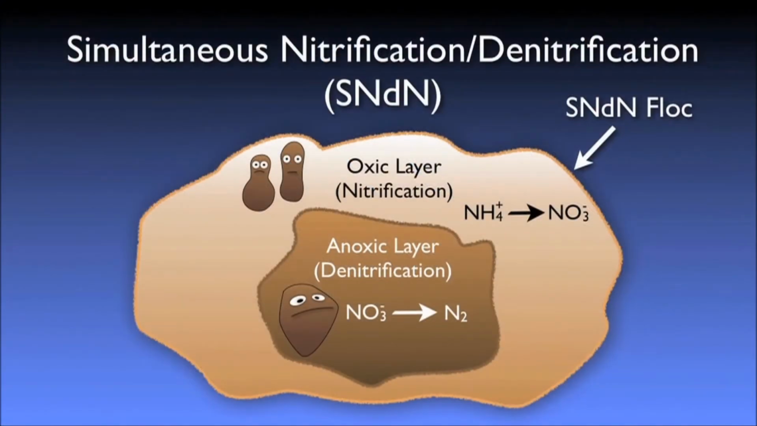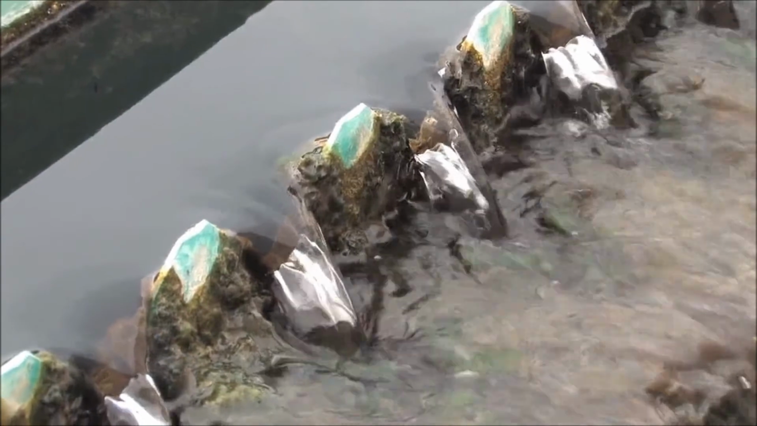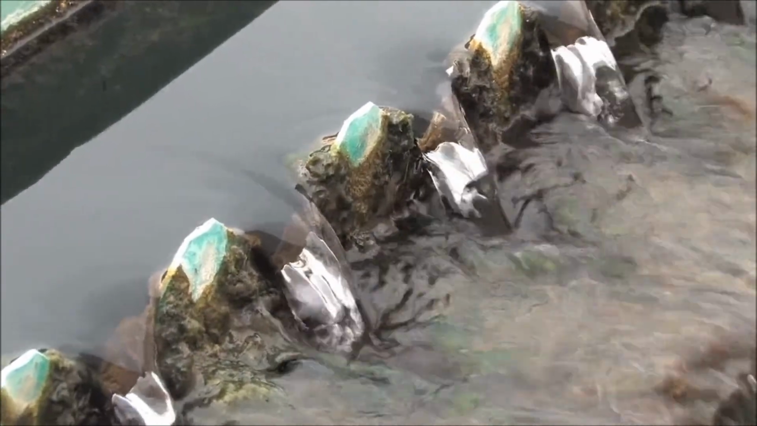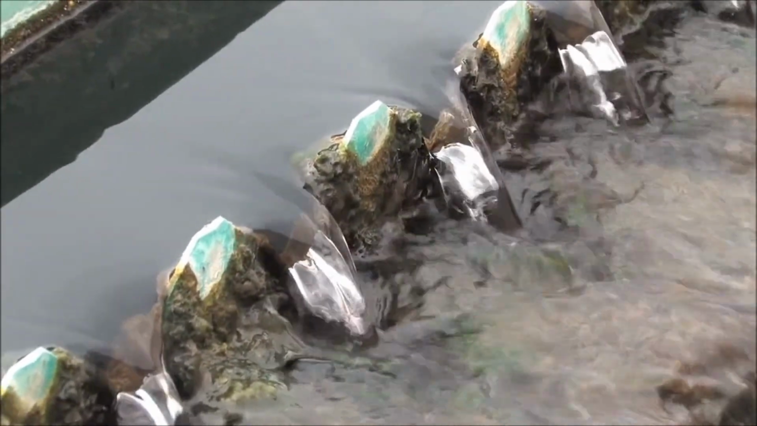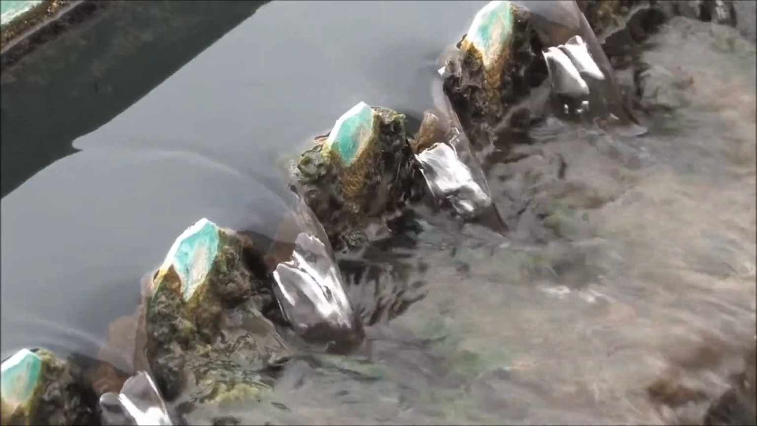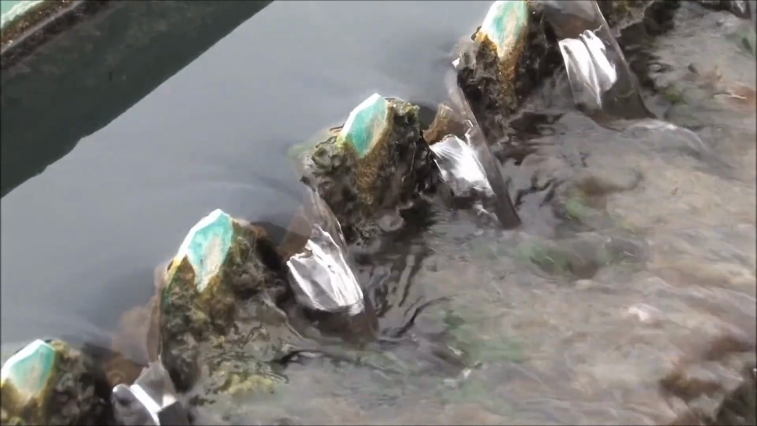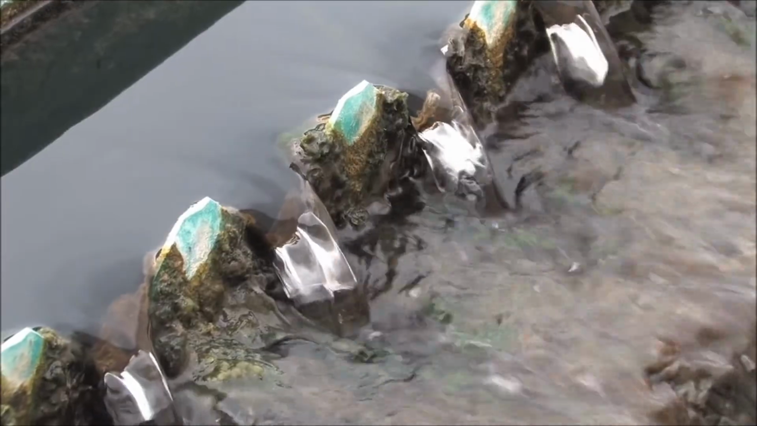Additionally, under certain conditions, micro-anoxic zones can be developed within the bacterial flocks themselves, resulting in what is referred to as simultaneous nitrification-denitrification. Various levels of denitrification may be required depending on the local discharge permit. However, full biological denitrification typically results in only 1 to 3 milligrams of nitrate in the effluent stream.